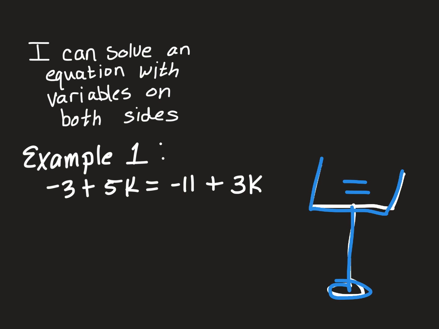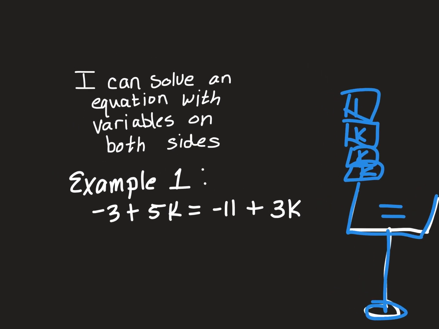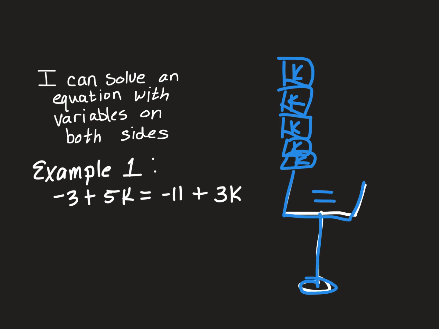If I were going to make a little model of example number 1, because that has a 5K, I would literally have 5 Ks. So 1, 2, 3, 4, 5 Ks over here on the left-hand side of my balance beam. And because I have a -3, I would have 3 little -1s over there with it as well. So we built a little model last week. It would have the little Ks and the little -1s along with it.